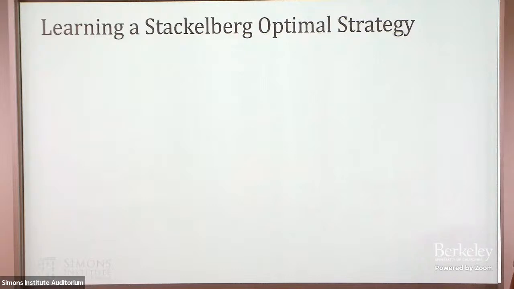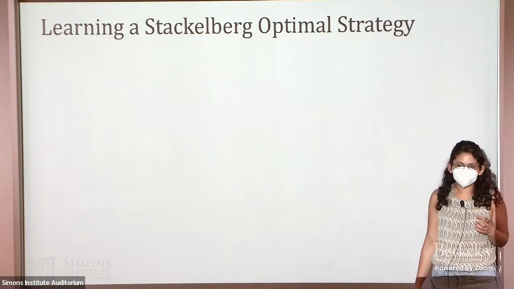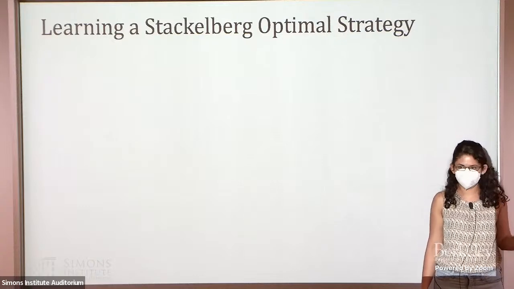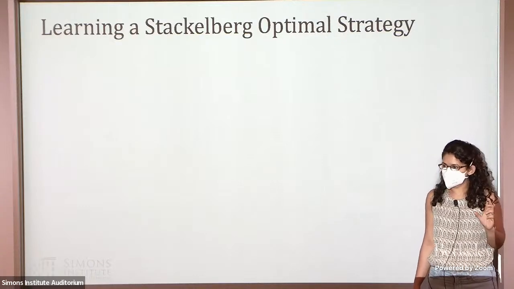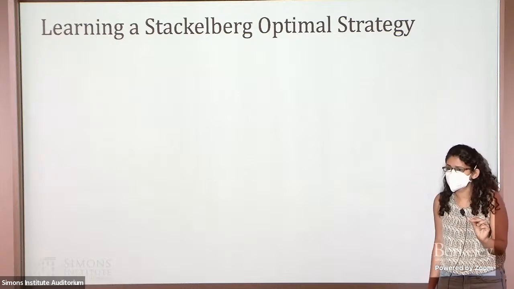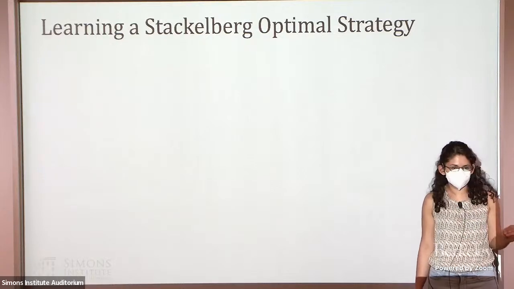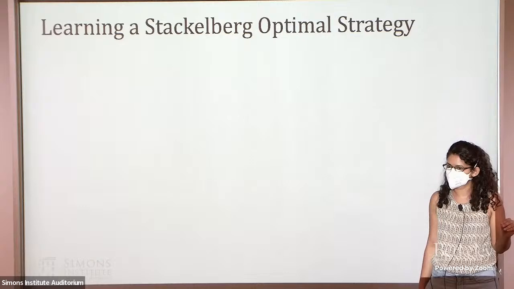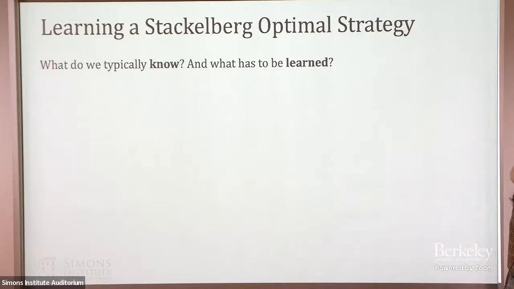Okay, we talked about computing these Stackelberg equilibria, but the computation needed us to know the game matrix. The question is, how much information do we actually need to know? And in realistic situations, do we have that information or not? So in realistic situations, what is it typically that we do know, and what is it that we don't know?